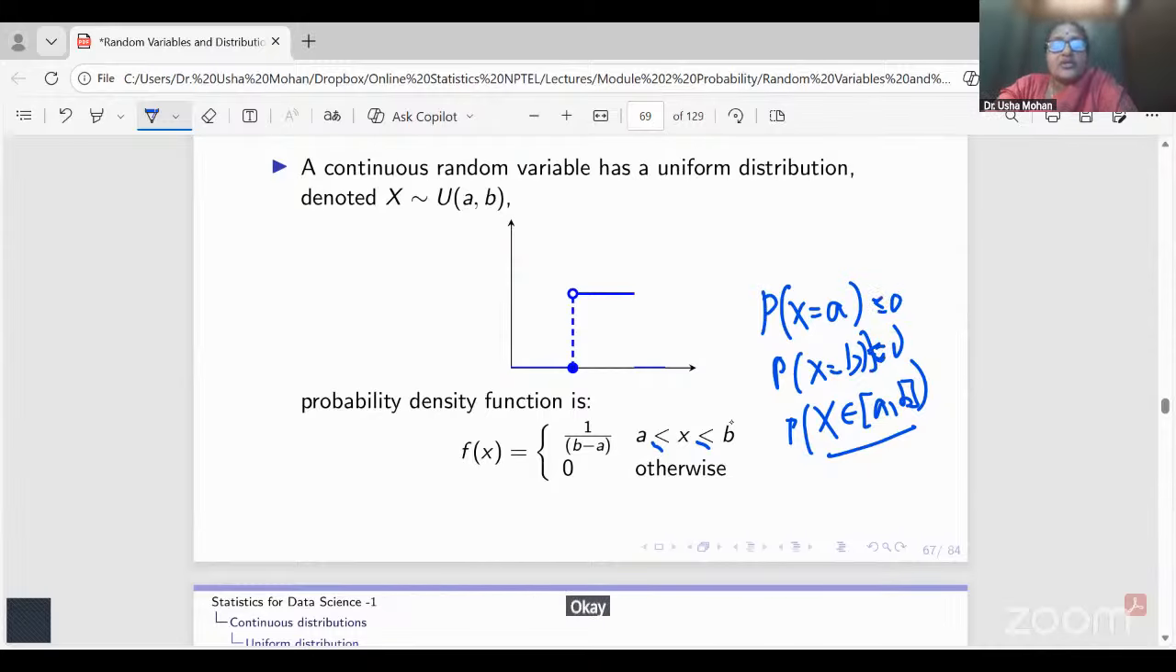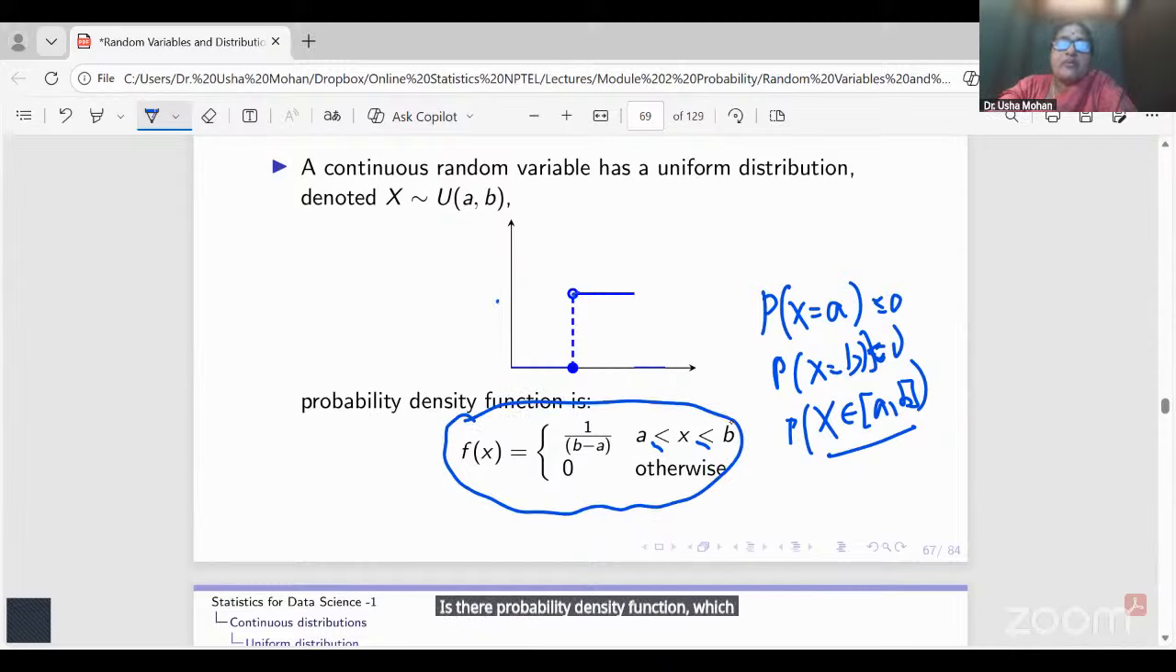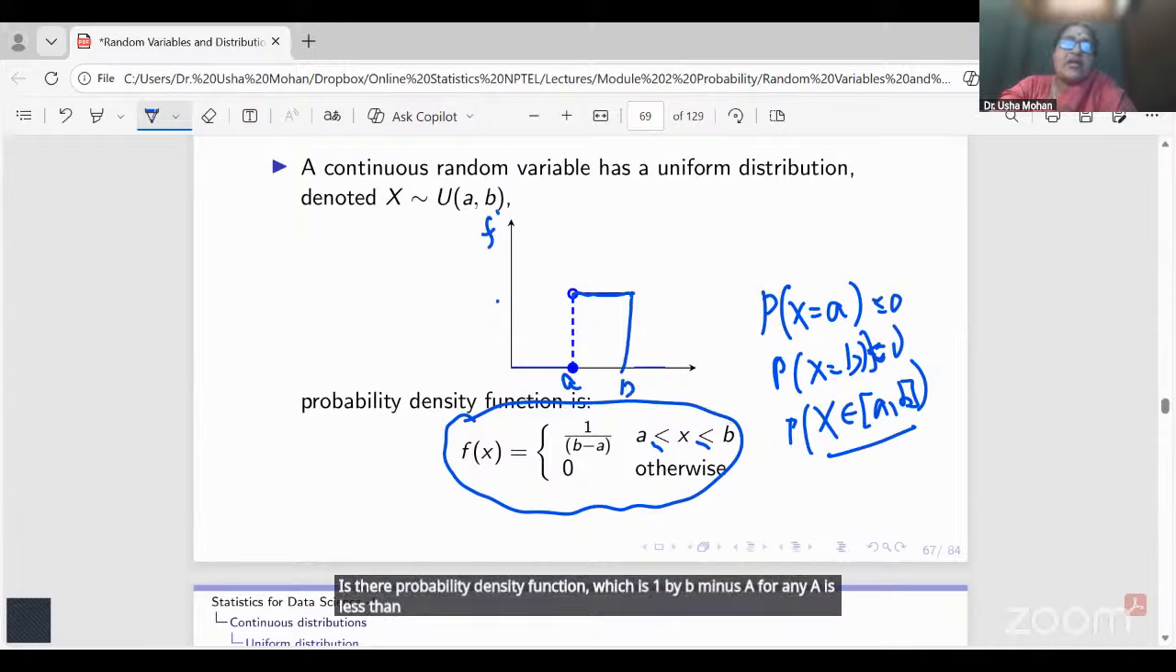Okay. So this is the probability density function, which is 1 by b minus a. For any a less than x less than b, I have f of x here. I have my x here. Is this clear? Yes, ma'am.